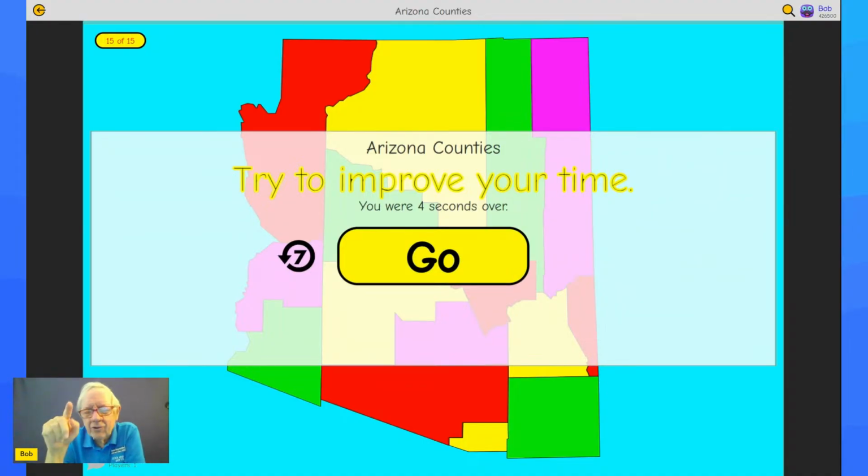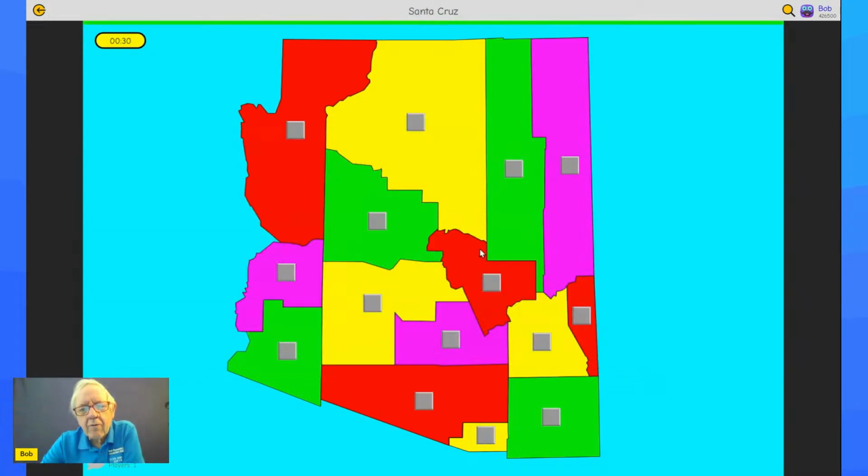That is the challenge. That is what forces you. It's called active learning. That is what forces you to learn. Let's do this again. I'm going to beat the clock. I'm not going to go off on tangents. I'm just going to look at the question, say it, and click the correct button.